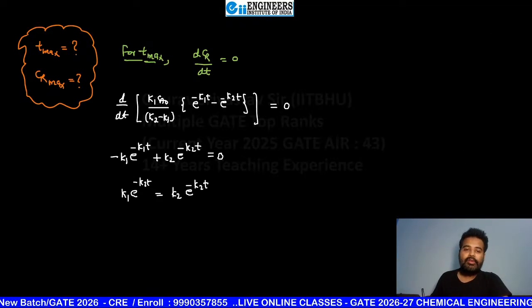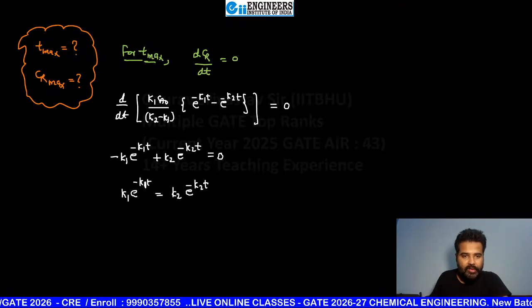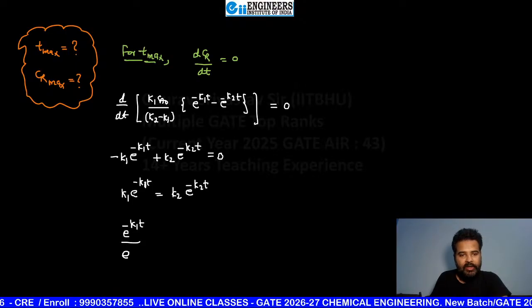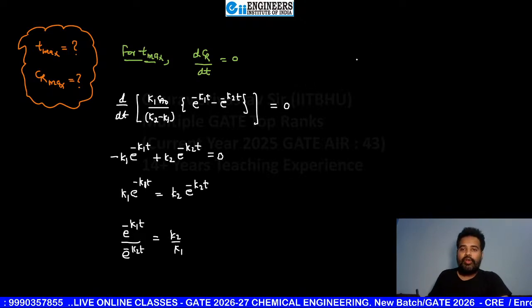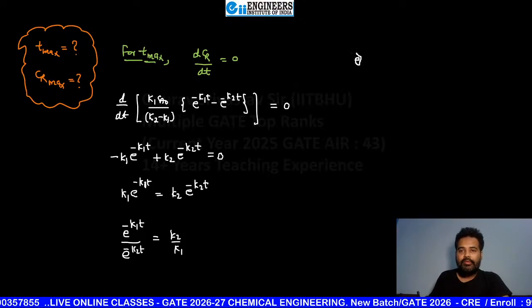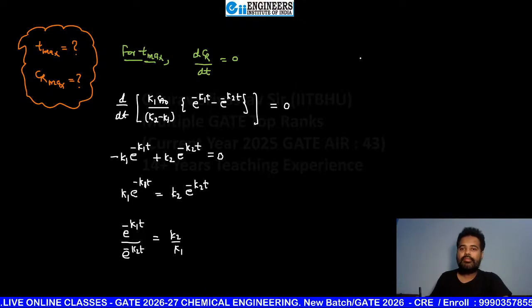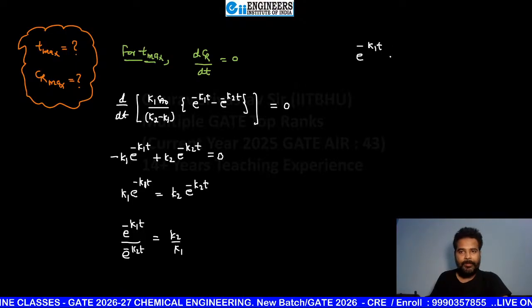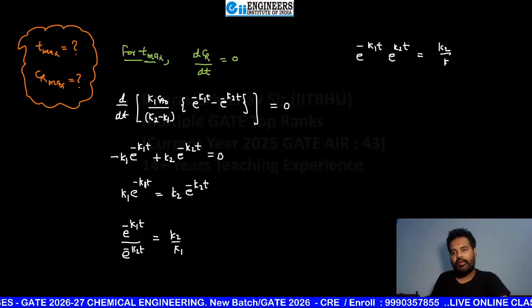Further moving, we can write, this is k1, na? So e raised to power minus k1t divided by e raised to power minus k2t, and it becomes equal to k2 by k1. Or you can write e raised to power minus k1t and e raised to power plus k2t, that becomes equal to k2 by k1.